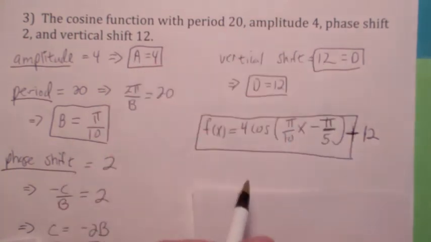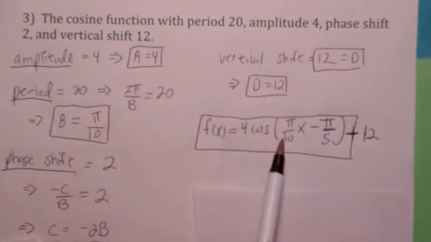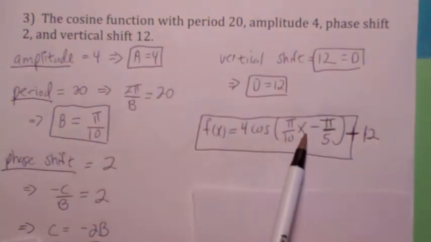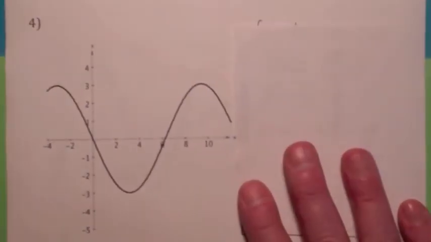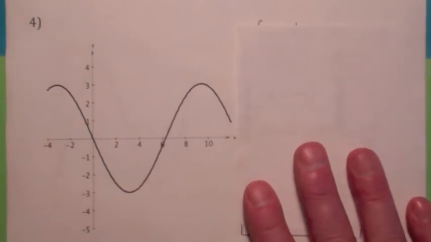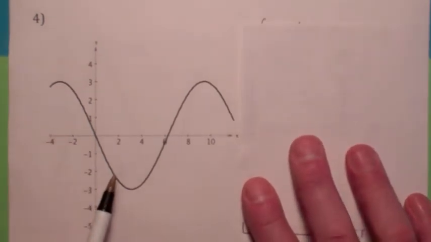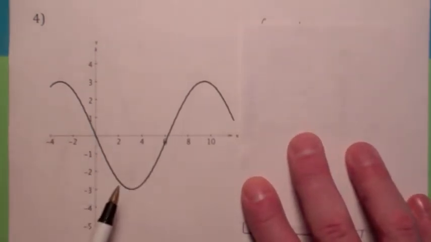This is plus 12. Anyway, you get 4 cosine of pi over 10x minus pi over 5 plus 12. There you go. Okay, let's keep on going here. Let's suppose you have a graph now, and you want to find the equation. Would it be a sine or a cosine here? Which one would you use?